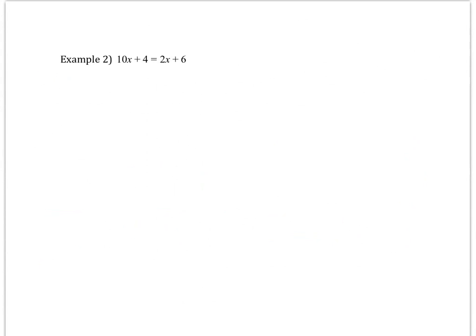Our second example, 10x plus 4 equals 2x plus 6. First thing, I'm going to draw my line. I need to bring my baby variable to my mama variable. The variable that I have here is x. So I have 10x and 2x. My smaller variable is 2x. Right now, that's a positive 2x. In order to get rid of a positive, or an addition of 2x, I have to subtract 2x from both sides.